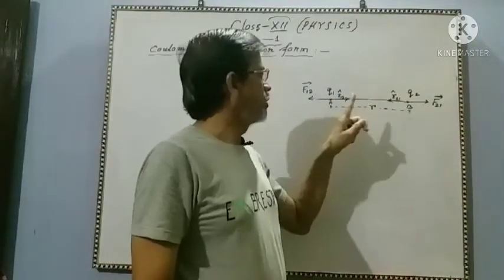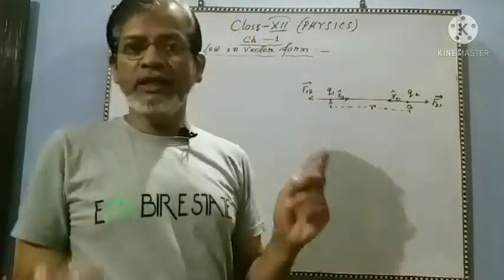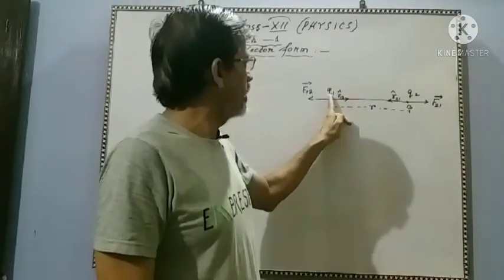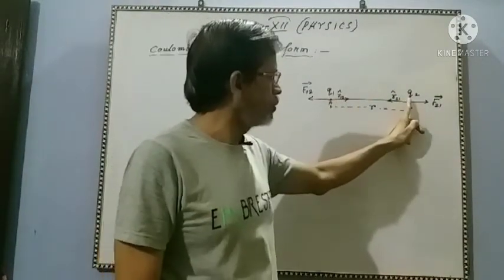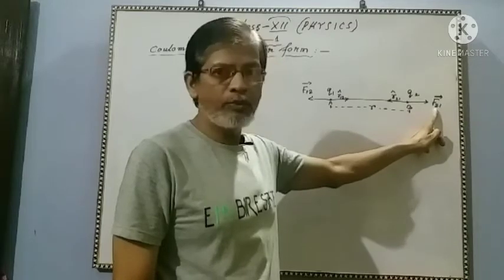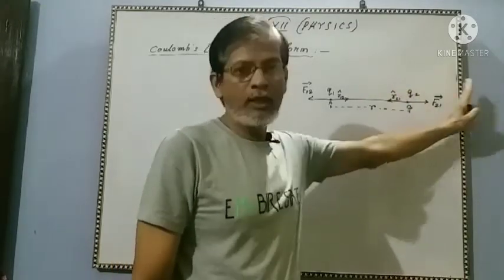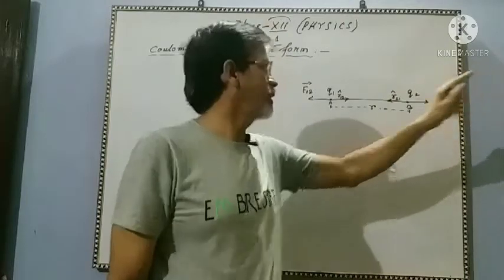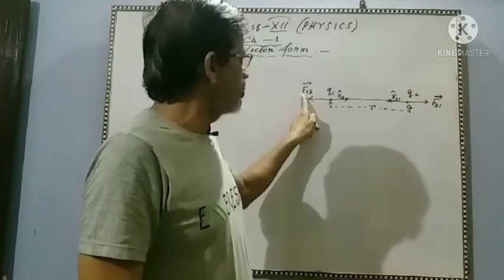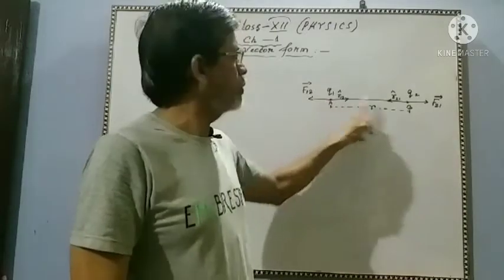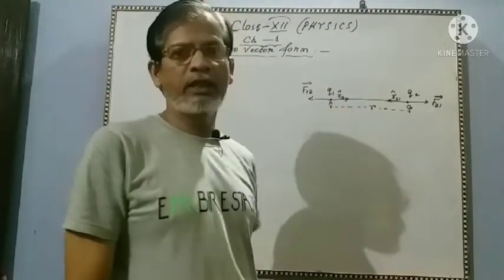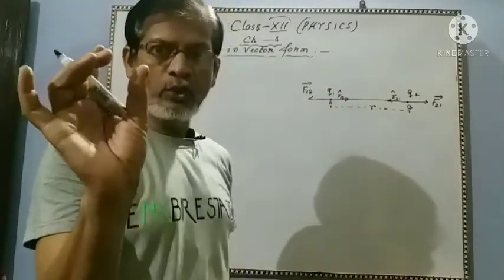Q1 and Q2, so they will repel each other. So Q1 will give force on Q2 which is represented by F21, and force on 2 by 1 repel, so it is moving in this direction, and F12 is the force on Q1 due to Q2, so this is in this direction. And also we have taken two unit vectors.